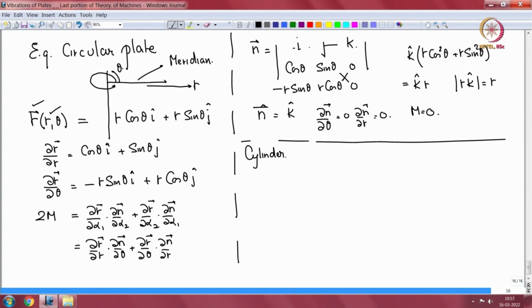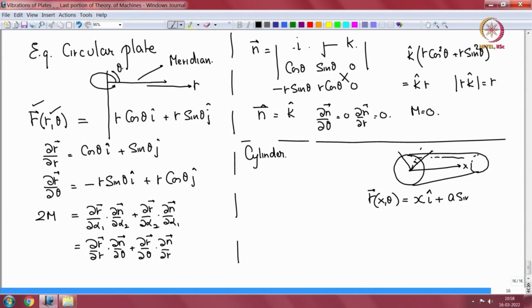Okay, so to remind ourselves, there was this cylinder, then I took the axis as x, then I have a y, and then I have a z, and then I am looking at a point here, and theta is measured from z, so that my r of x comma theta was equal to x i hat plus a sin theta j plus a cos theta k.